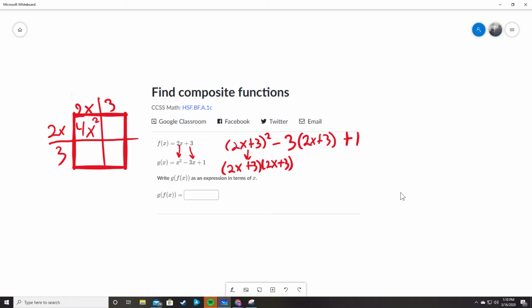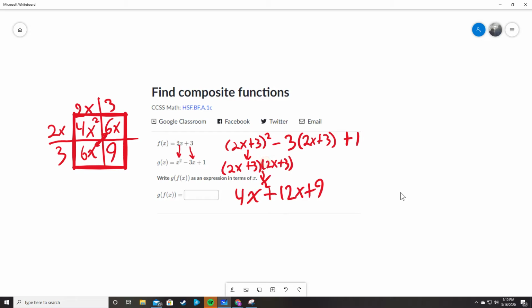Now, 2x times 3 gives us a 6x. And since we have the same thing lining up over here, we're also going to have another 6x. And then finally, 3 times 3 is 9. So this right here ends up turning into 4x squared plus, and now I'm going to combine these two right around here. 6 plus 6, that is 12x. And then I have plus 9.